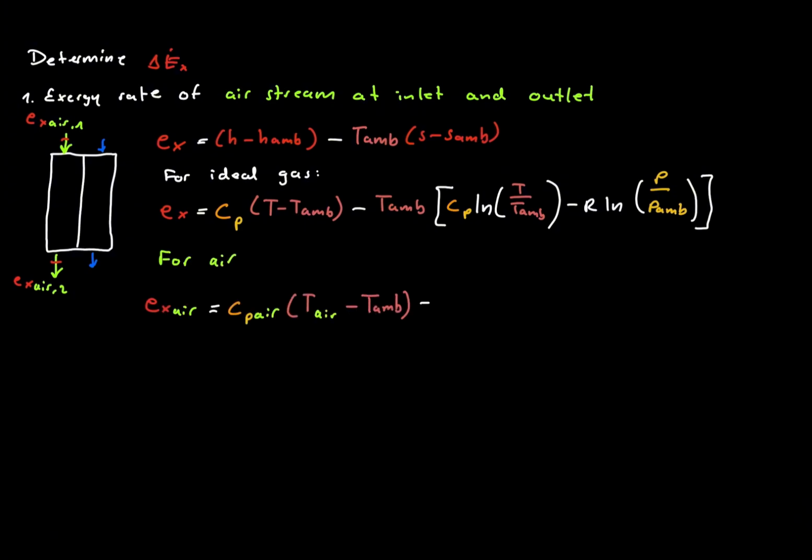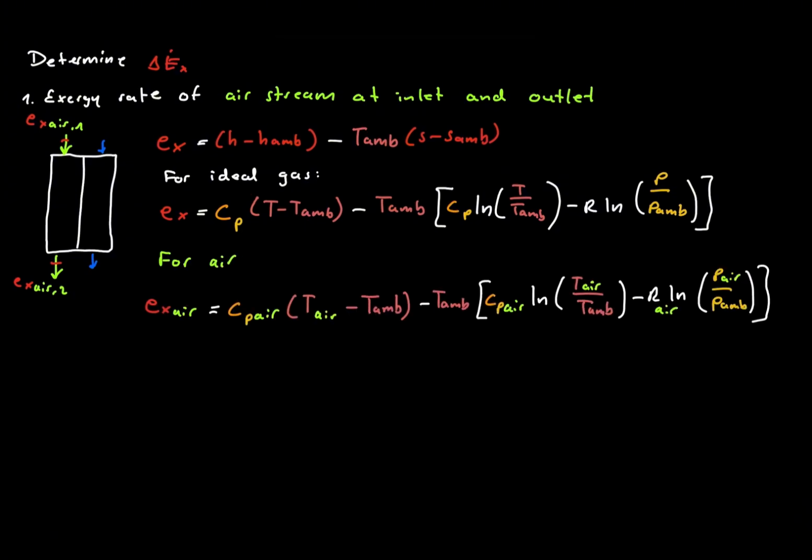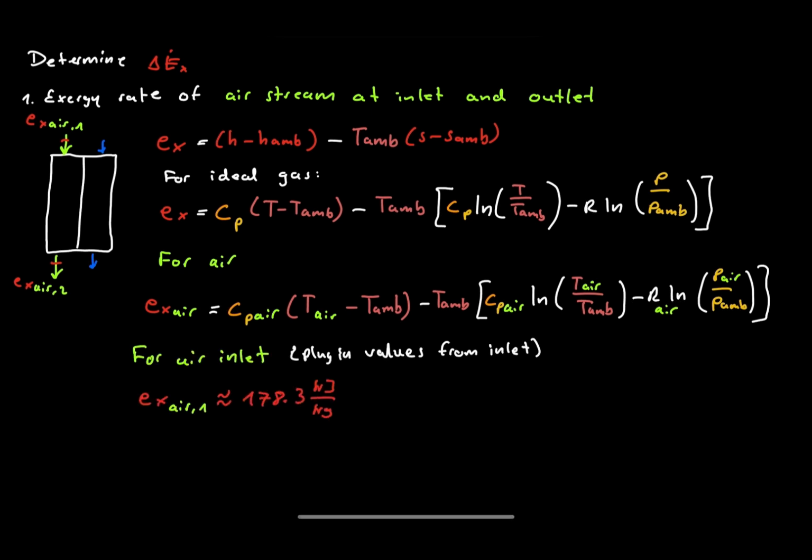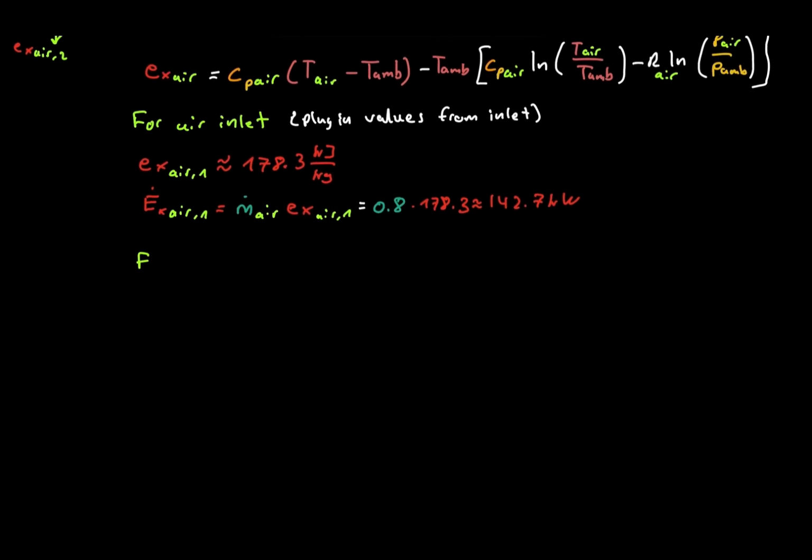Using the ideal gas exergy formula, the inlet specific exergy is about 178.3 kilojoules per kilogram. Since the air mass flow is 0.8 kilograms per second, the inlet exergy rate is about 142.7 kilowatts. Now we calculate the outlet exergy of the air.